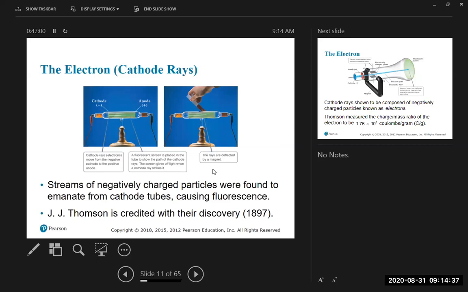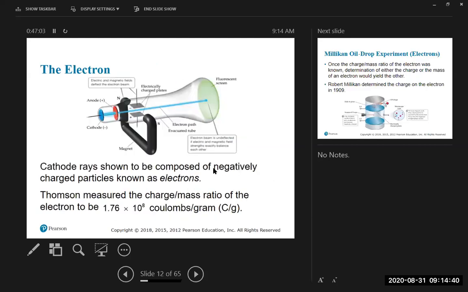So a really neat discovery, and when this was discovered, it showed that the initial theory had some weaknesses, some flaws in it. Again, this is showing the charged plates, the path of the electrons, a fluorescent screen where you can see it, and a magnet. I wouldn't worry too much about the details of this. The key takeaway is that through this work, they learned that there are negatively charged particles present, and those negatively charged particles we call electrons.